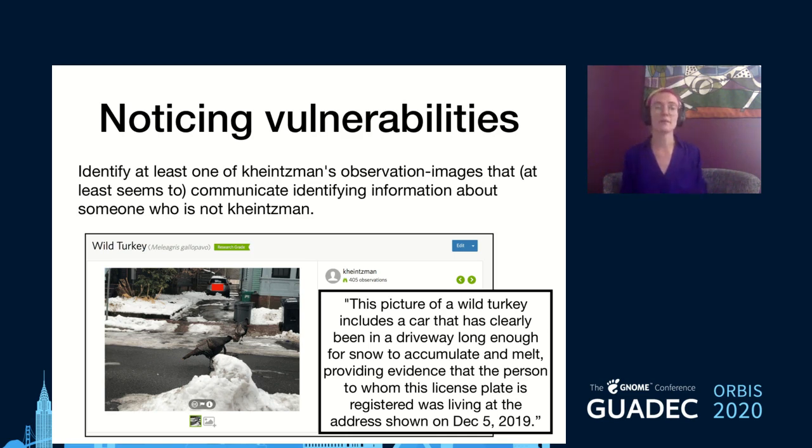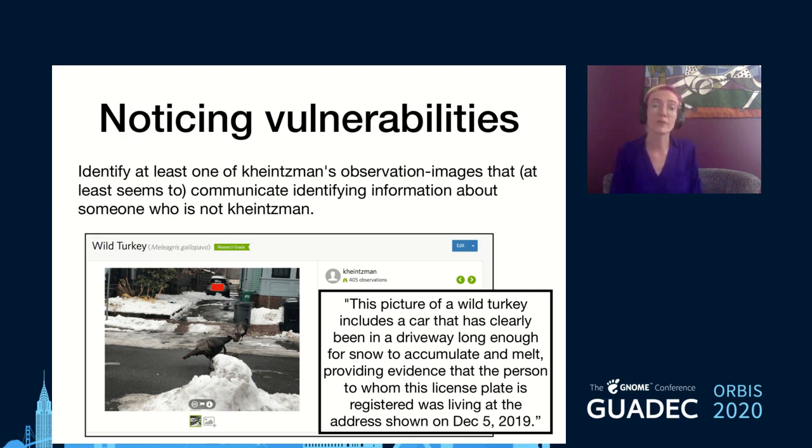And my favorite answer comes from a student who says, this picture of a wild bee includes a car that has clearly been in the driveway long enough for snow to accumulate and melt, providing evidence that the person to whom this license plate is registered was living at the address shown, because it does give the exact address of where I am with its precision in December 2019.